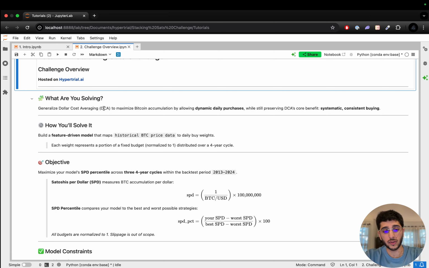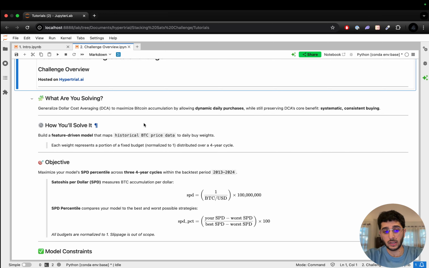But we saw in that previous tutorial that a more dynamic approach, that enabled variable amounts to be purchased every day, outperformed the uniform approach and allowed us to get more bang for our buck and ultimately more Bitcoin. And this is what the core problem statement is all about: how do we generalize dollar cost averaging to enable us to accumulate more Bitcoin while still preserving its core benefits, namely the systematic and consistent purchases.